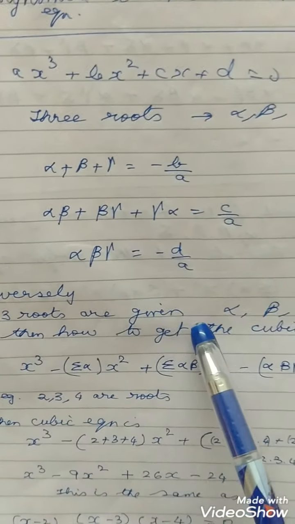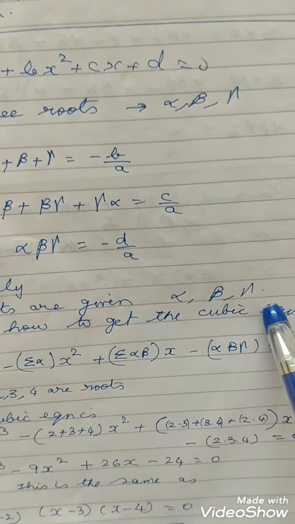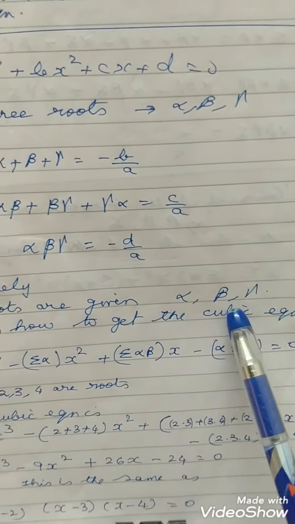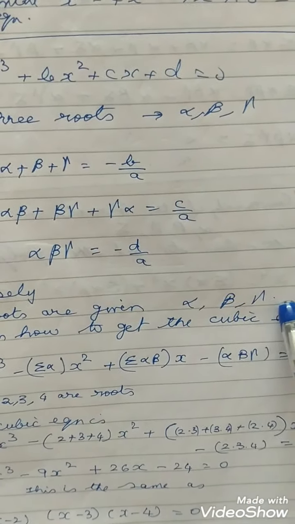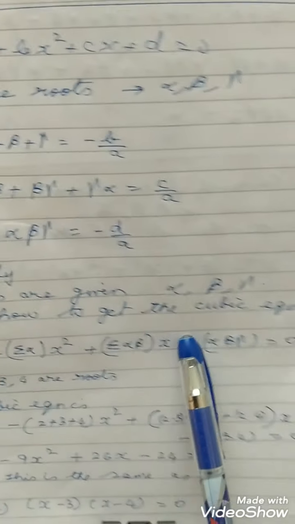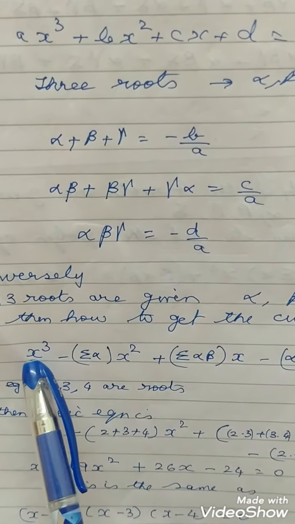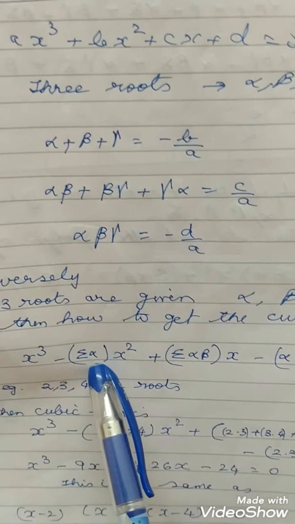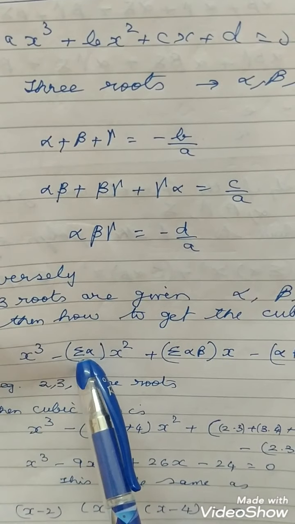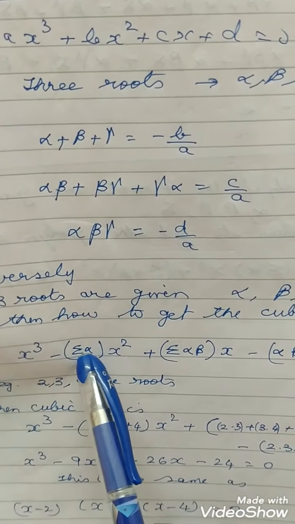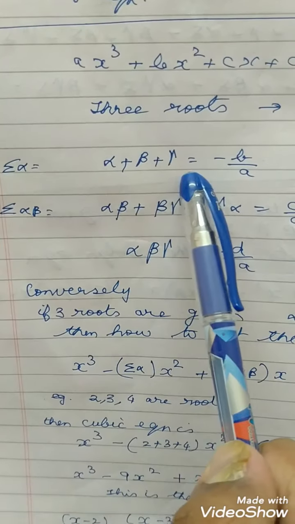If the three roots are given, whatever they may be, alpha, beta, gamma, or let's say they're giving you 2, 3, 4, they're giving you the three roots, and how do you get the cubic equation? It's going to be x cubed minus the summation of alpha, that is the sum of the roots. What do you mean by summation of alpha? It's going to be alpha plus beta plus gamma.